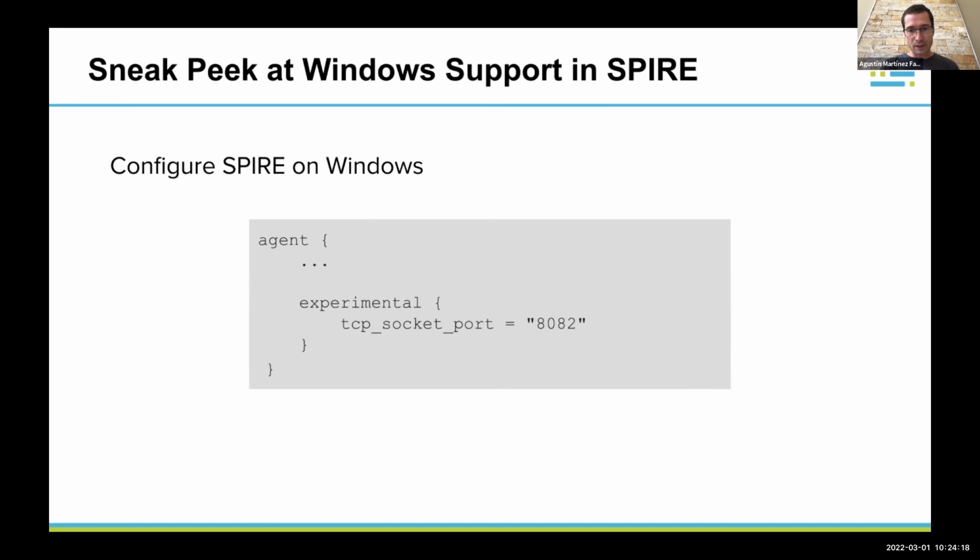So this is one of the things that you will see on Windows. Instead of configuring a UDS socket for the agent, you will be configuring a TCP socket port. It will always listen in the local host, so you only configure the local port.